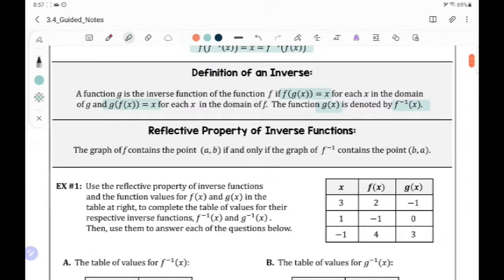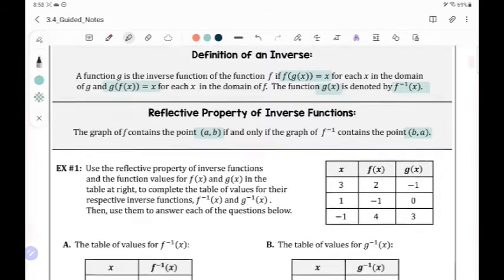Now let's look at the reflective property of inverse functions. The graph of f contains the point (a, b) if and only if the graph of f inverse contains the point (b, a). Notice the difference: (a, b), (b, a). If you remember back all the way in Algebra 1 when you learned inverse functions, the first thing we notice is that x and y are switched. In this case we're using a and b. In Algebra 1 we generally just stick with x and y.